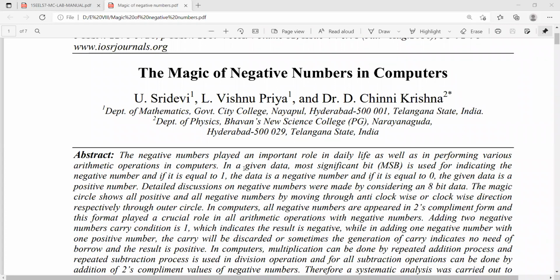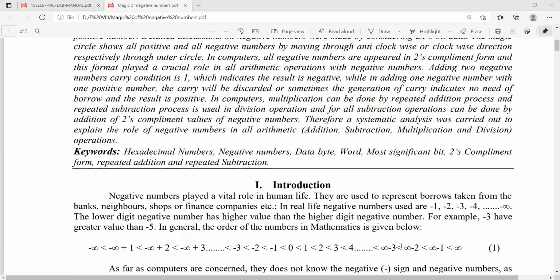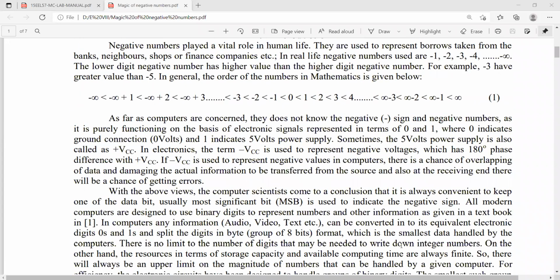For this purpose we have written and published a paper. It is available online. Just type this article title, The Magic of Negative Numbers in Computers. This article was published maybe 3-4 years back. You go through this paper; it gives all the details about the general concept of negative numbers.